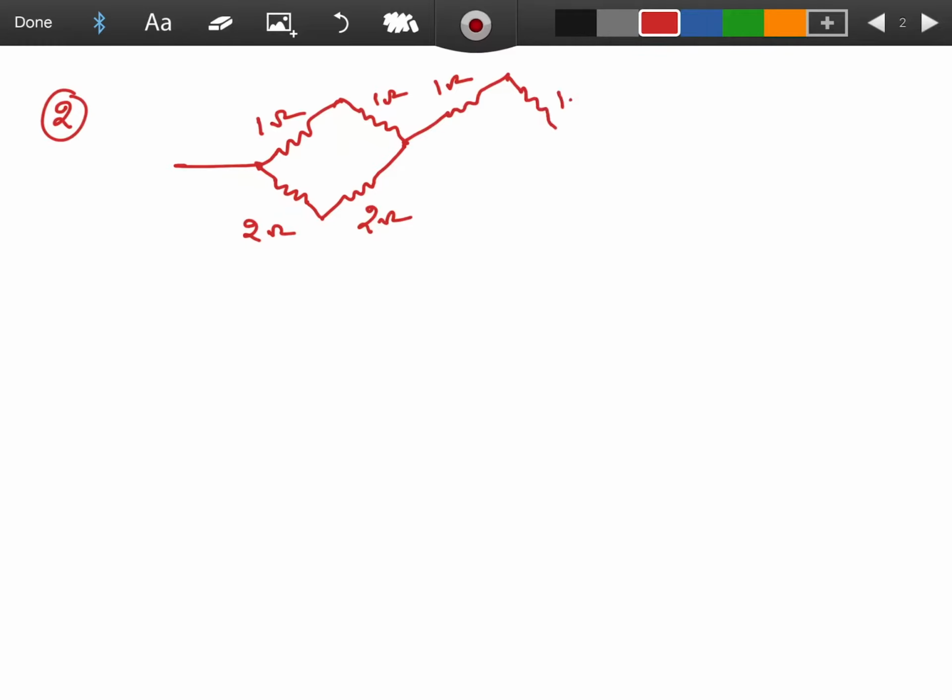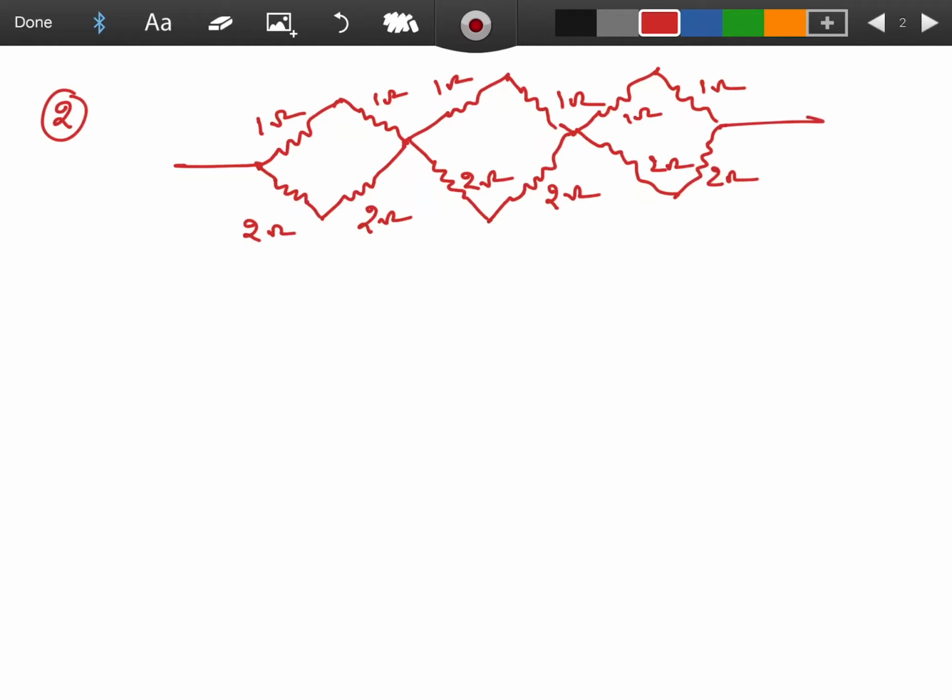In the second question, they gave like this: 1 ohm, 2 ohm, 1 ohm, this is 2 ohm, again this is 1 ohm, 1 ohm, 2 ohm, 2 ohm, 1 ohm, 1 ohm, 2 ohm, 2 ohm. They connected like this.